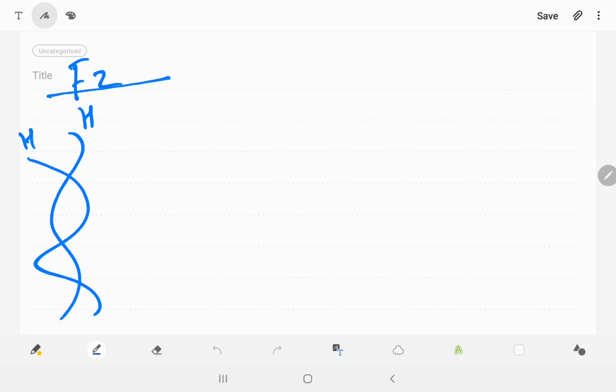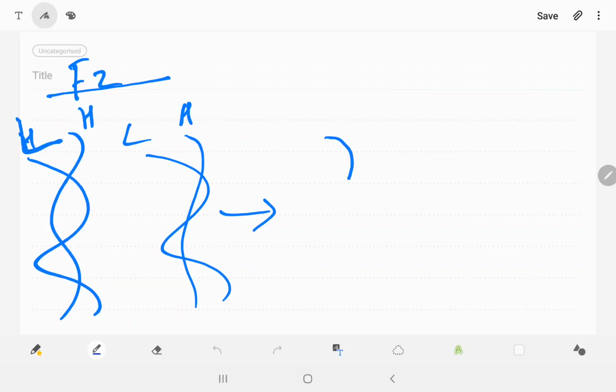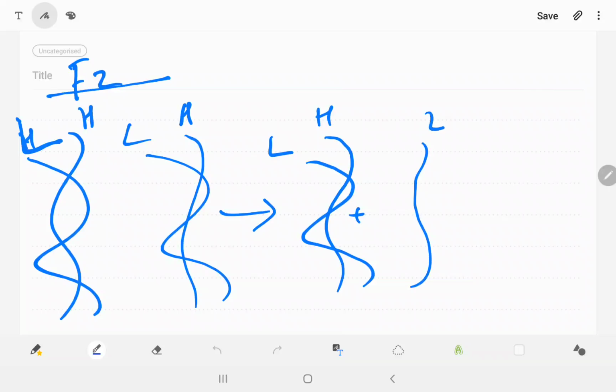Now we are going to make F2. This is L, and this is another strand. This is H and this is L. Now you have this strand. I will take this H. Okay, and now I will make another strand in the light medium, that will be L. Now you have this L. You have complementary strand L.